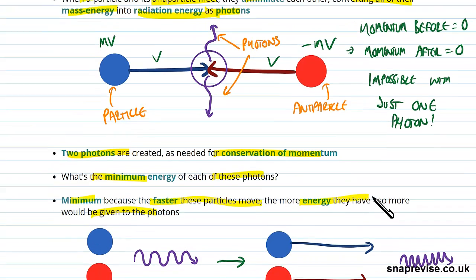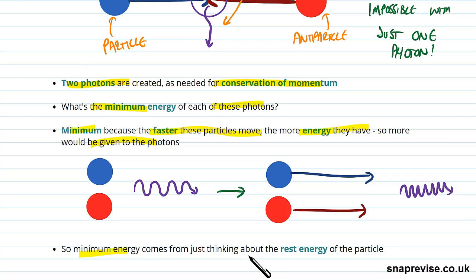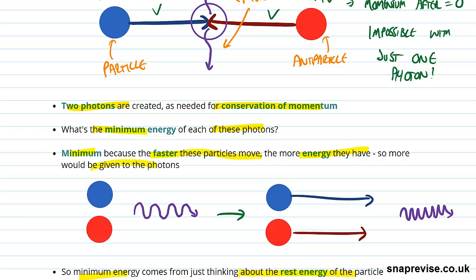And so what we do with the minimum is just think about the rest energy of the particle. That is to say, if they weren't moving at all, and then they collided to annihilate, that's going to release the photons with the minimum amount of energy. So for instance here, they're barely moving, and that's going to release this kind of photon, it's kind of energetic but not really energetic.